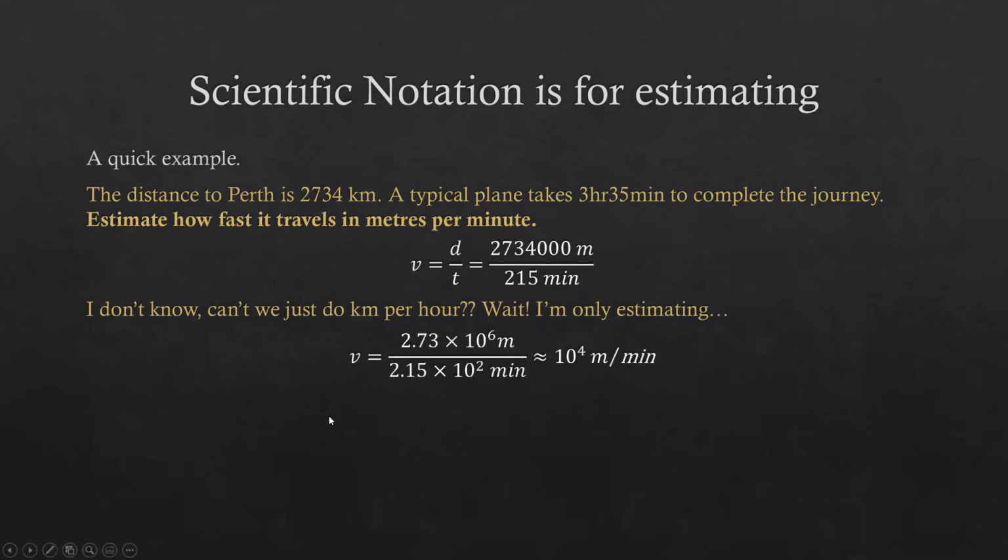So if I just do the 2 divided by the 2, I get an answer to one significant figure. If I do the 2.7 divided by 2.1, 2.2 in this case, then I would get my answer to 2 significant figures. And if I do 2.73 divided by 2.15, then I get my answer to 3 significant figures. So you get to choose how accurately or how precisely you want your answer.